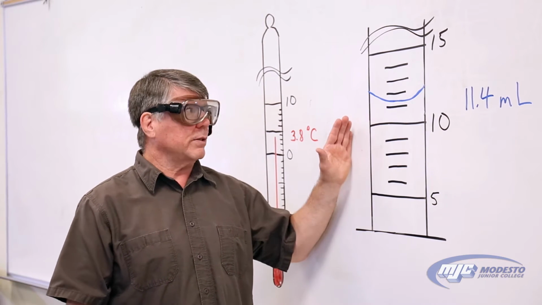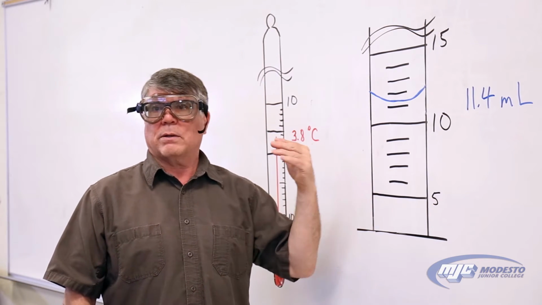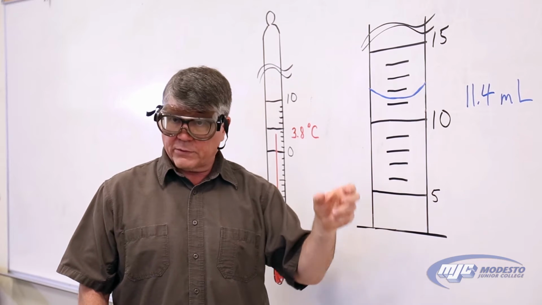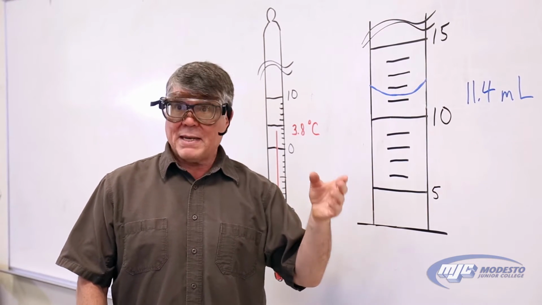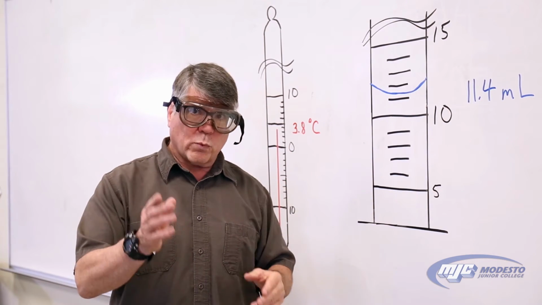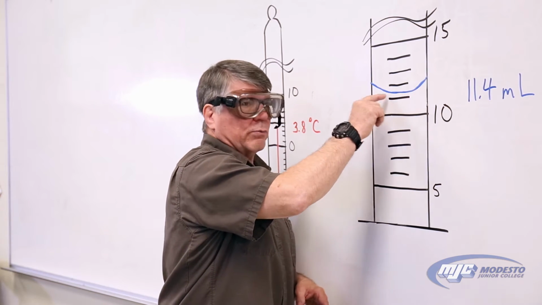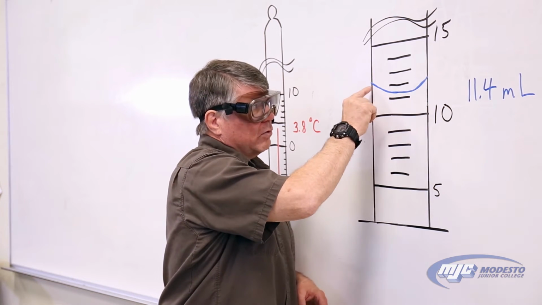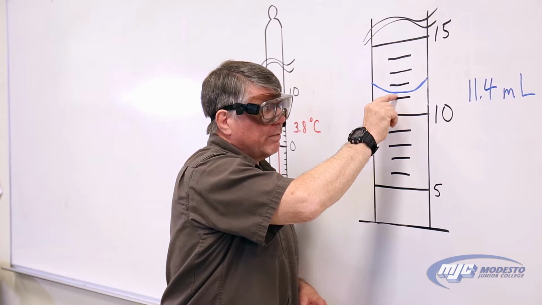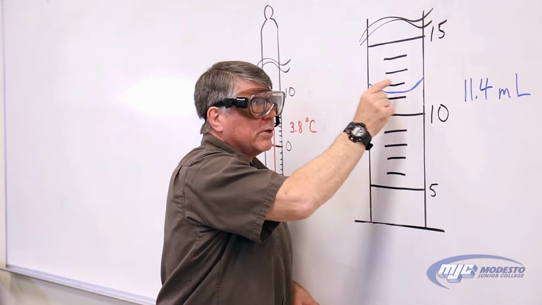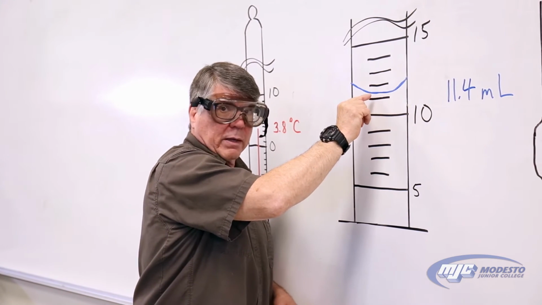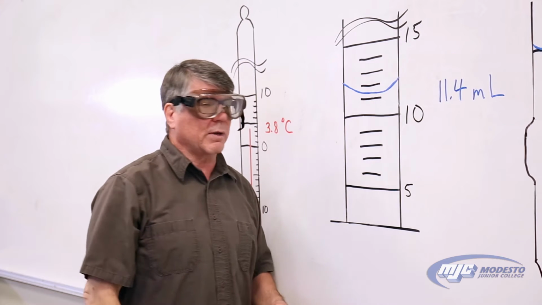One other thing about reading this, guys, whenever there's a column of liquid in a cylinder, it always forms a meniscus at the top. And so the way you read that volume is you always find the bottom of that meniscus when it's concave like this. So the way we would read this is we would find the very bottom of this, not up here, but the very bottom of that meniscus, and that's the volume that we measure.